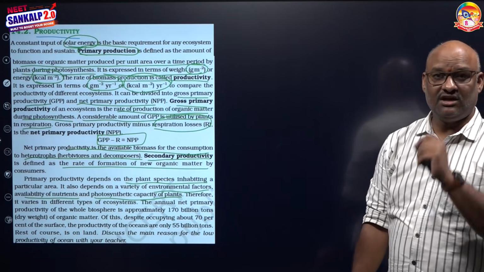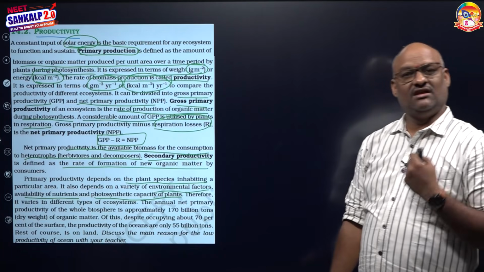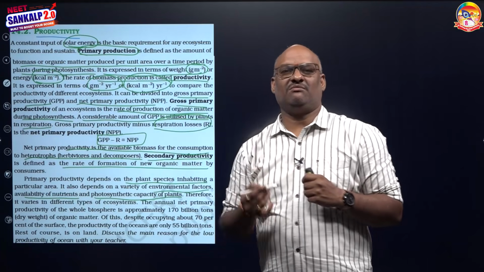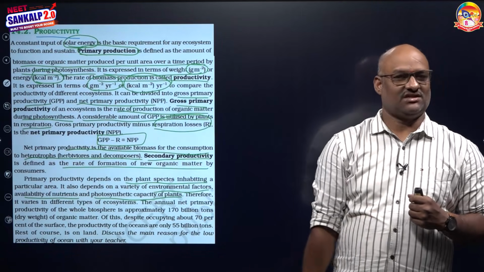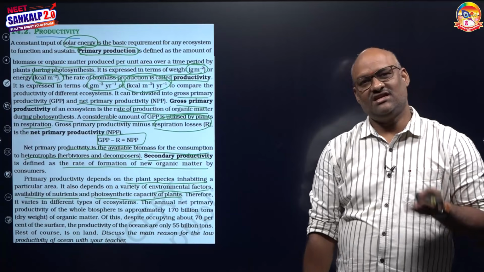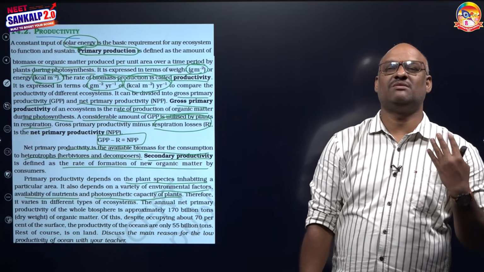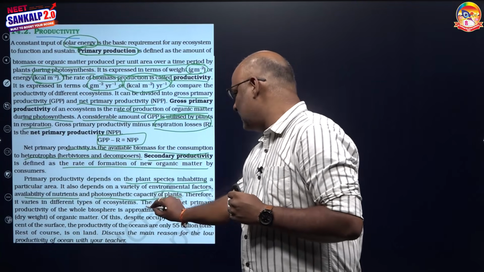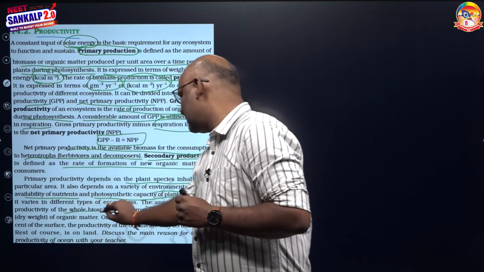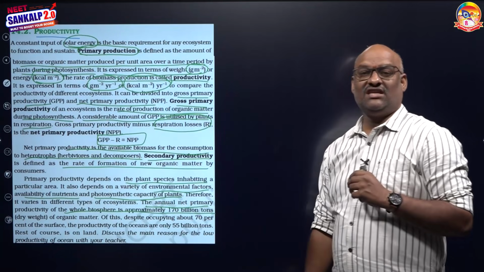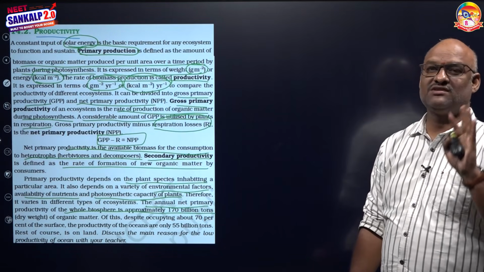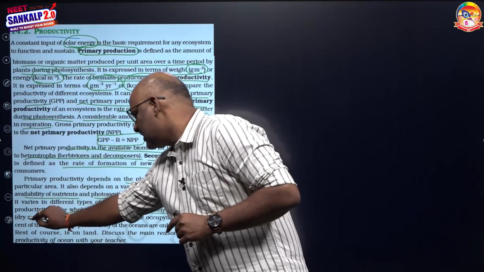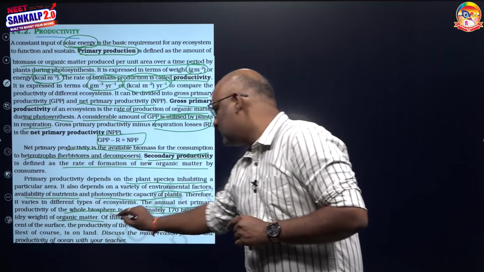Very important. You have to remember all these three factors in the examination. Because of these three factors, primary productivity varies in different ecosystems. It's not the same in all ecosystems. It varies in different types of ecosystems depending upon the productivity in that particular ecosystem. Okay. Now, the annual net primary productivity of the entire biosphere is approximately 170 billion tons, always measured in terms of dry weight of the organic matter.